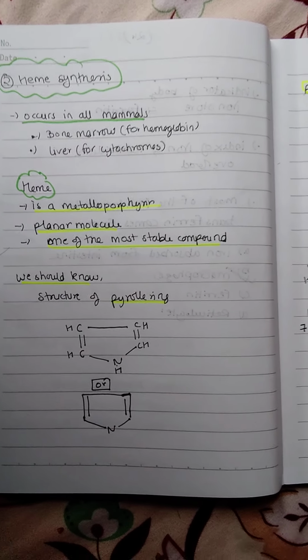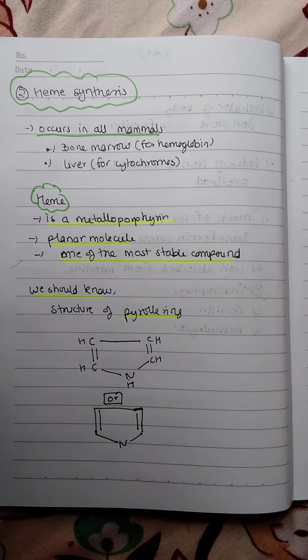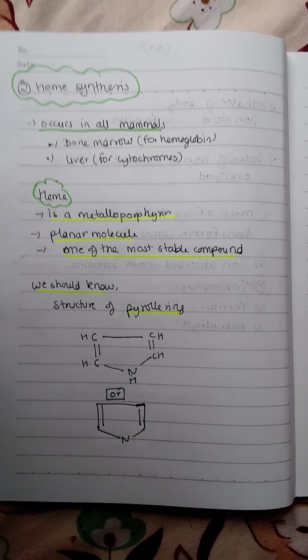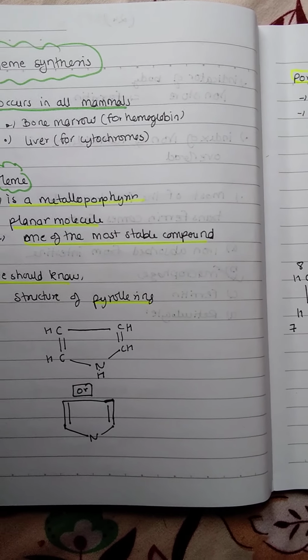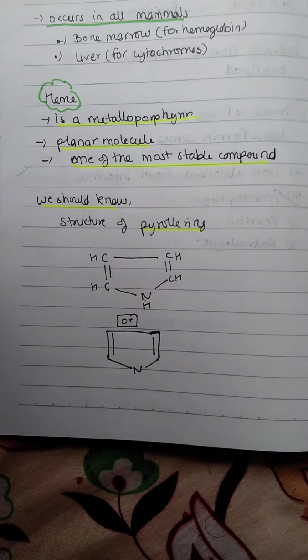Heme is a metalloporphyrin, must consist of a porphyrin and a metallic ion. It is a planar molecule, one of the most stable compounds. First, before knowing about the structure of heme or any porphyrins, we should know the structure of pyrrole. So this is the structure of pyrrole ring.